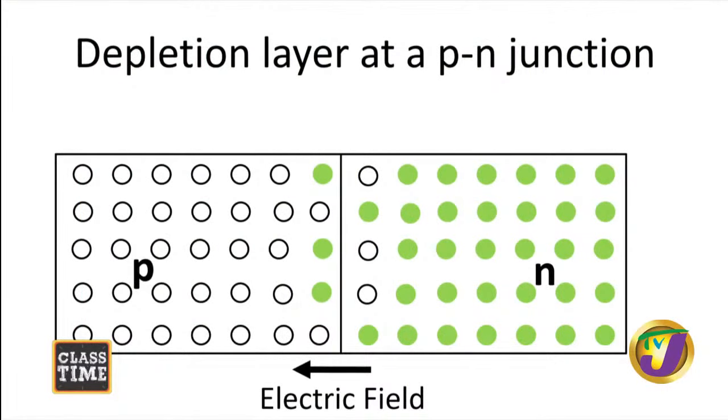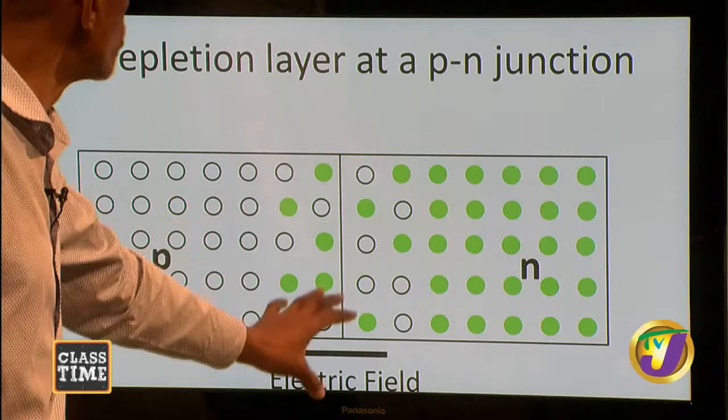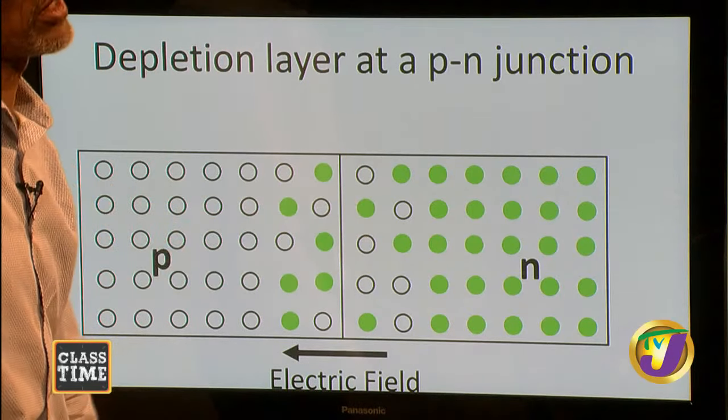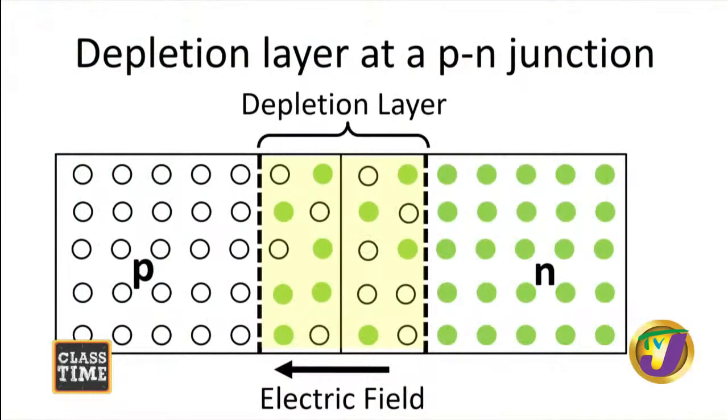As this process continues, the electric field grows. And as the electric field grows, you will see that this electric field will start to prevent electrons from going across the barrier, the junction, because the electric field will repel the electrons this way. And it will also prevent the holes from going across the barrier because the electric field wants to propel the holes back that way. So after a while, the electric field becomes strong enough to stop the movement or the diffusion of electrons and holes across the junction. And that layer now remains that way. And so what we get is what is called a depletion layer.